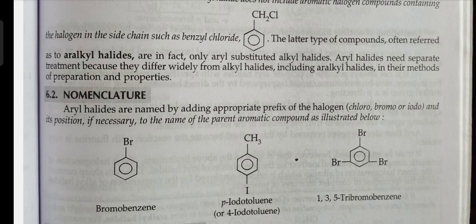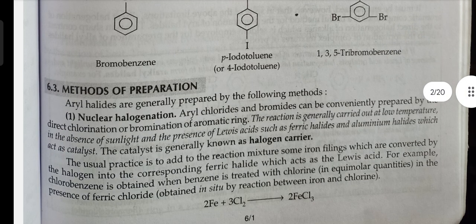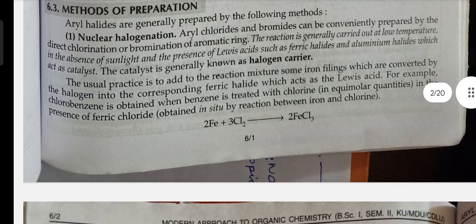and properties. Nomenclature. Aryl halides are named by adding the appropriate prefix of the halogen, chloro, bromo, or iodo, and its position if necessary, to the name of the parent aromatic compound as illustrated below. Bromobenzene. Methods of preparation. Aryl halides are generally prepared by the following methods.